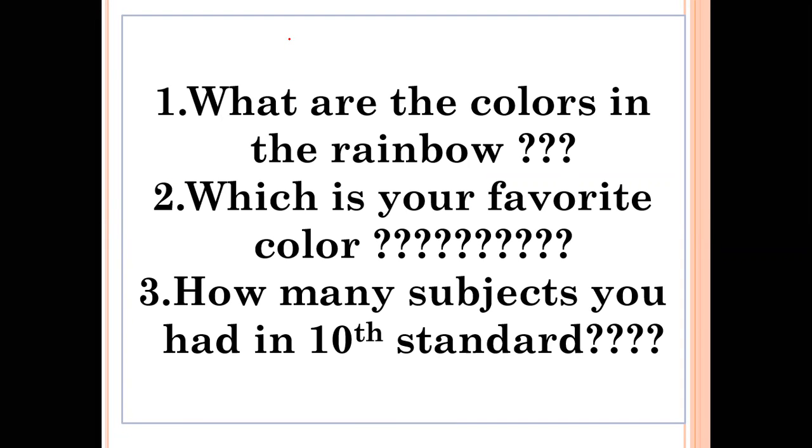To remember the rainbow colors, we have this short form: VIBGYOR. VIBGYOR, correct. What is V? Violet, yes. Sharon has written violet, indigo, blue, green, yellow, orange, red. Okay, so most of you know the colors in the rainbow. Fine. Now, what is your favorite color?